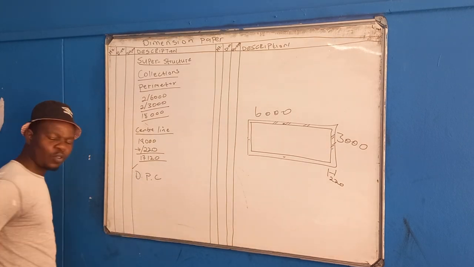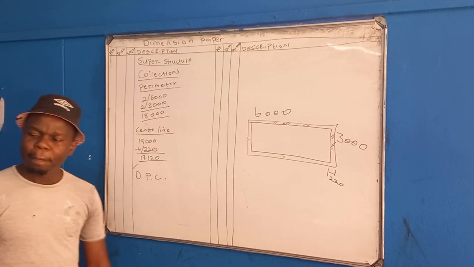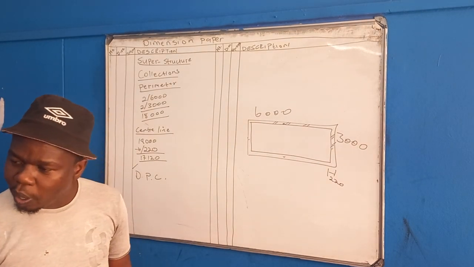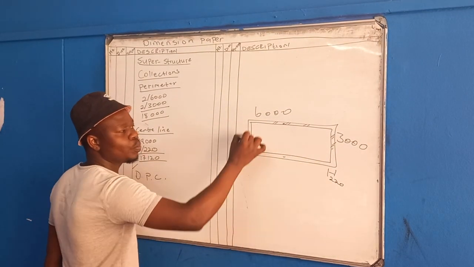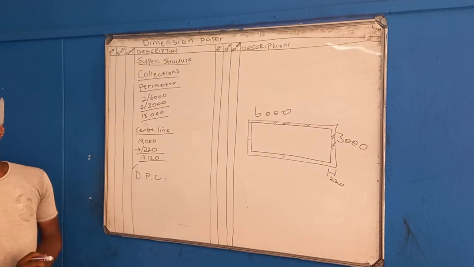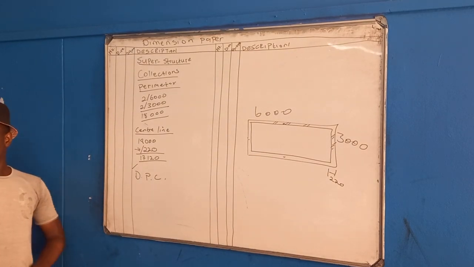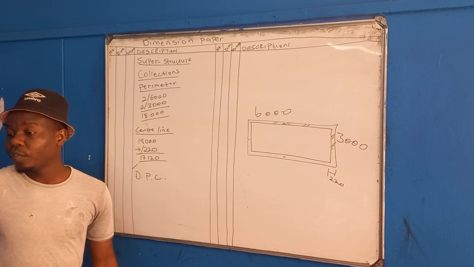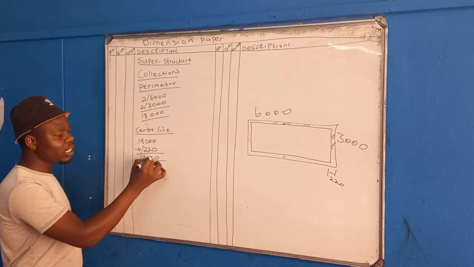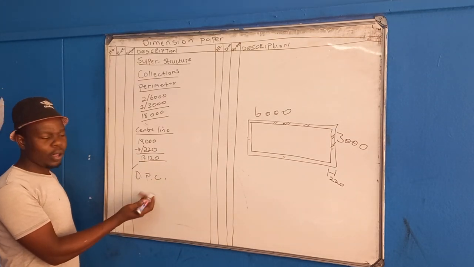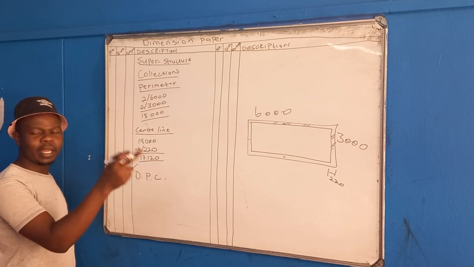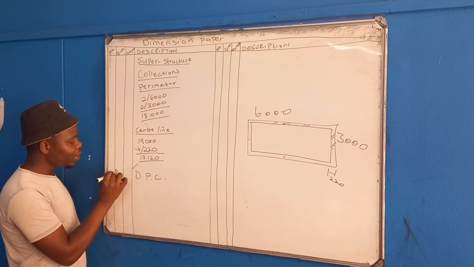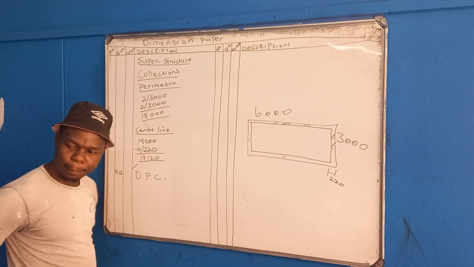DPC, which is the damp proof course, is measured in meters squared. The length of our DPC is going to be our internal center line. You agree? The very same work we did on that other one for the foundation. The length is 17,120, check it. 17,120 divided by 1,000 is going to be 17.12.